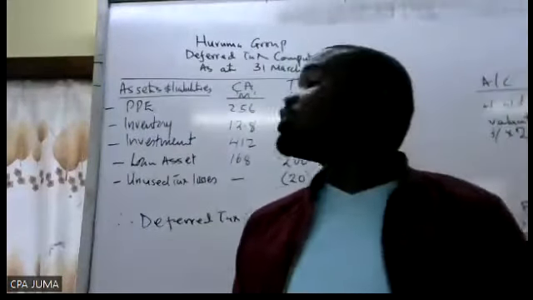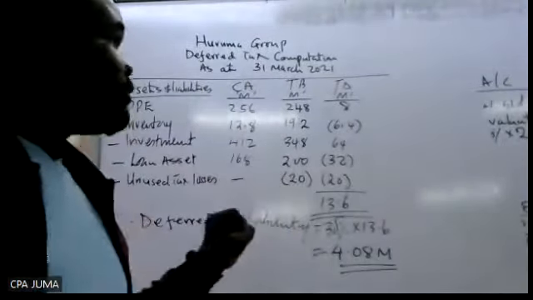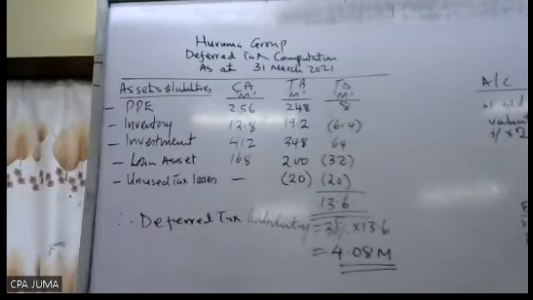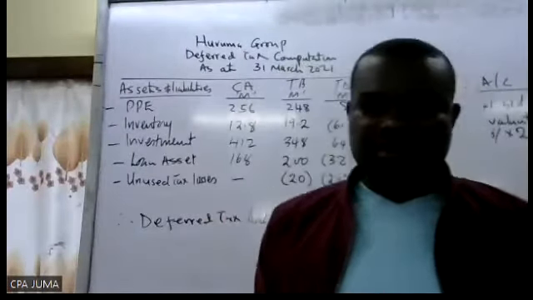I'm not writing about temporary. Temporary differences are the differences which arise between the carrying amount of an asset or liability and its tax base. So we write permanent. Permanent means they will never change.